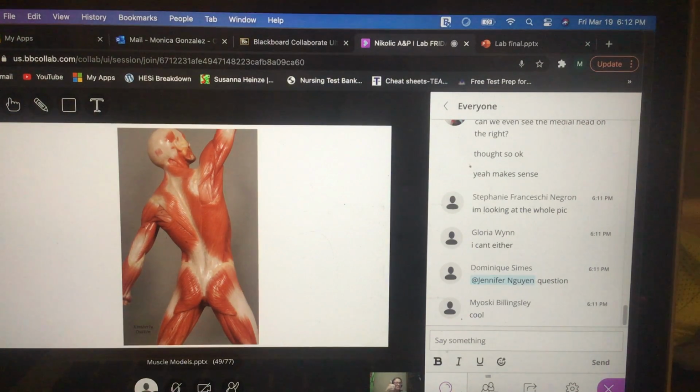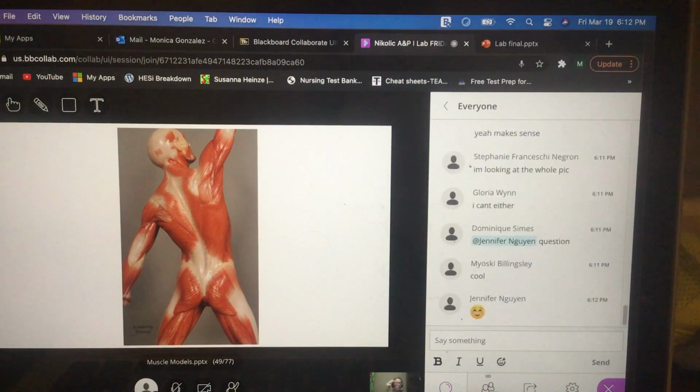Okay, just give me triceps brachii, give me long, lateral, or medial head. All right, awesome, good job. All right, guys, very quickly, we did most of this.